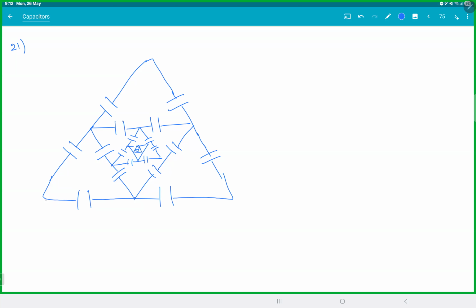You're getting this an infinite grid. Triangle under triangle, triangle inside triangle, and so on. This is another type of symmetry, an infinite triangular grid. All capacitance are C. Find CAB. Someone got 9/11. Okay. How do we do this?